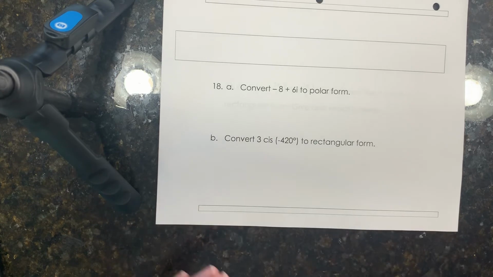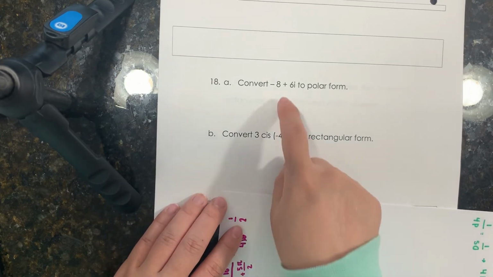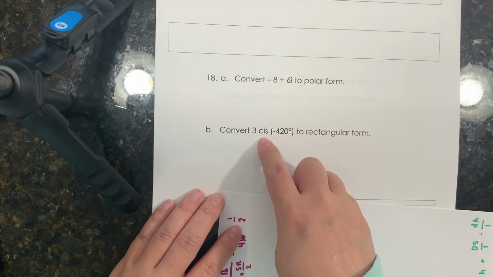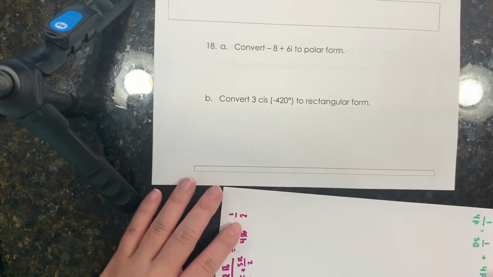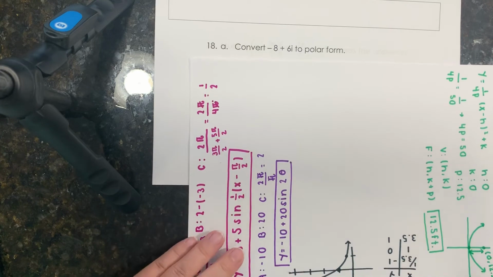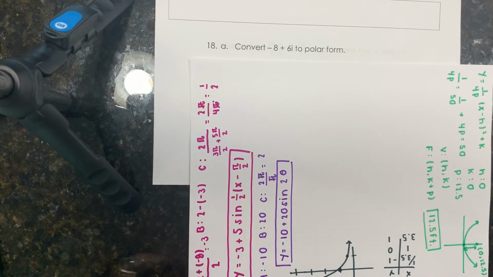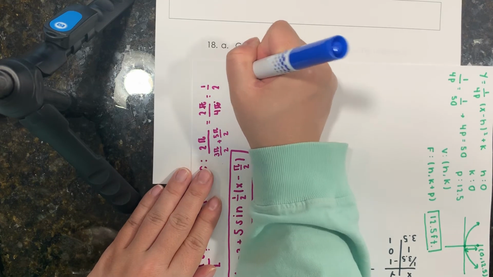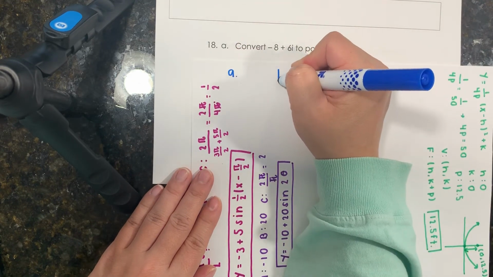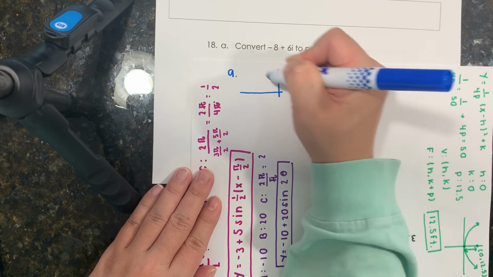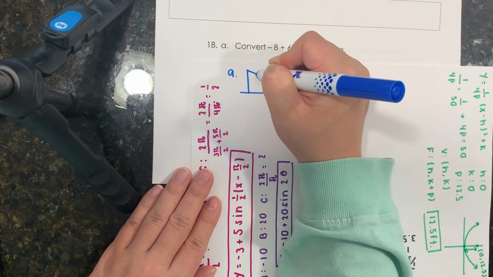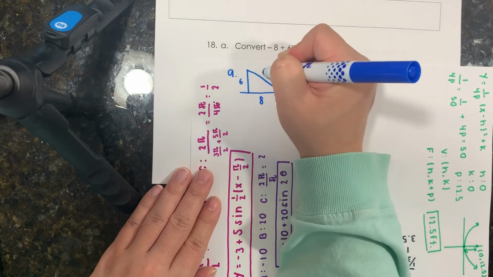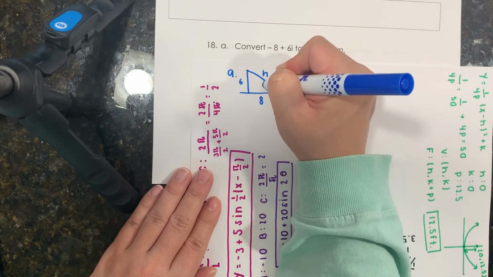Now for number 18, there are 2 parts. We want my answer of 18A to look like B, and then the answer B to look like A. The first thing that I recognize is that my whole number is negative, which means that it goes to the left of the origin. And then the positive 6 means it goes up. So it goes to the left 8 and then up 6. That means you're in quadrant 2. So for 8, 6, you're going to solve for the hypotenuse and also the angle.